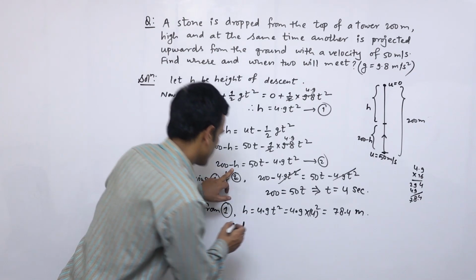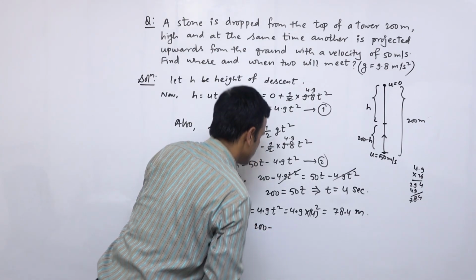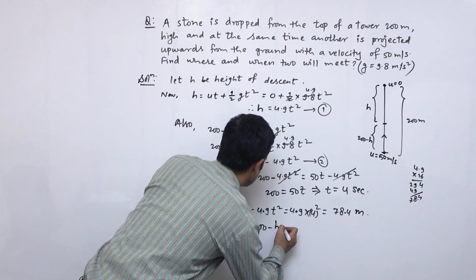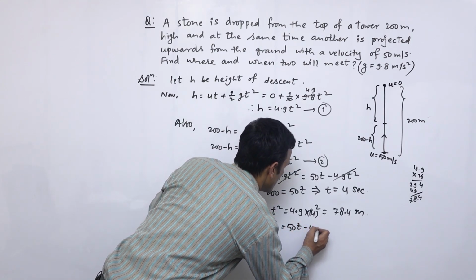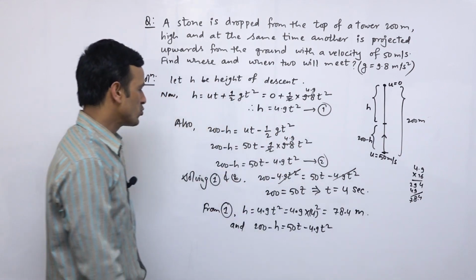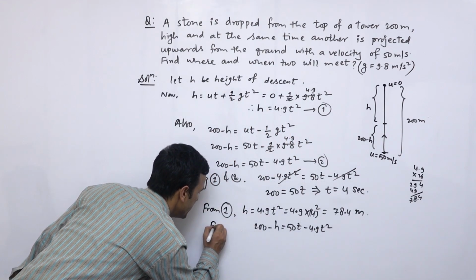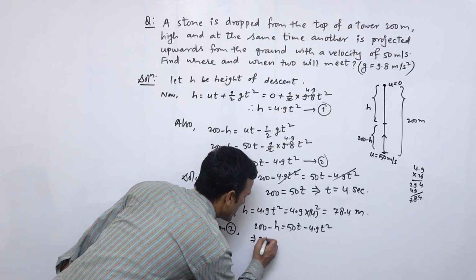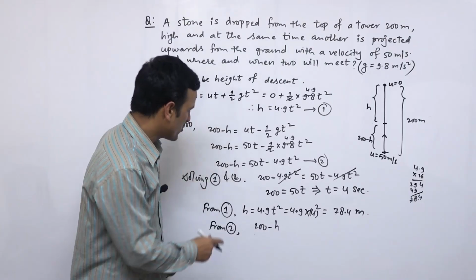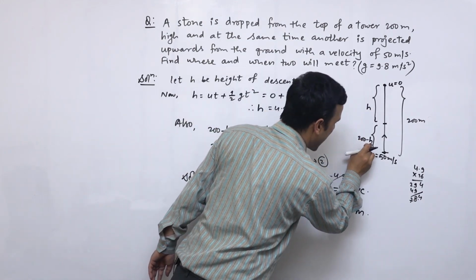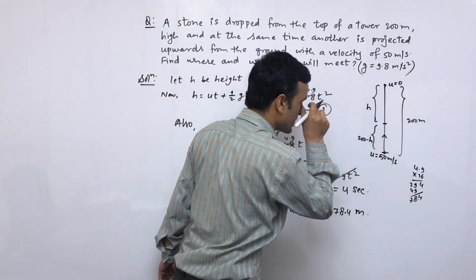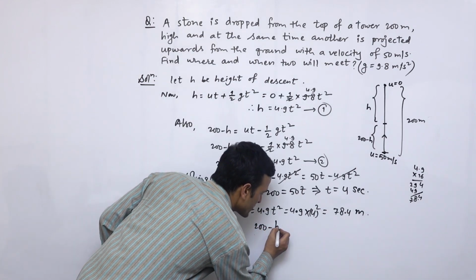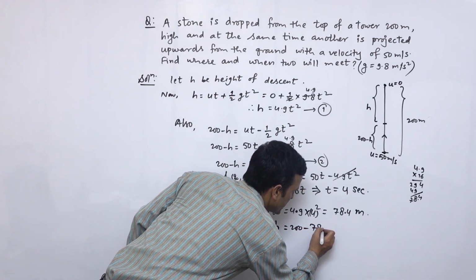And if we put this in the ground-side equation, 200 minus h is equal to 50t minus 4.9 t square, from equation 2. Now this value is substituted over here. When we find h, it gives how far from the top it has dropped, and when we put the value of h here, it gives how far up from the bottom. So 200 minus h means 200 minus 78.4.